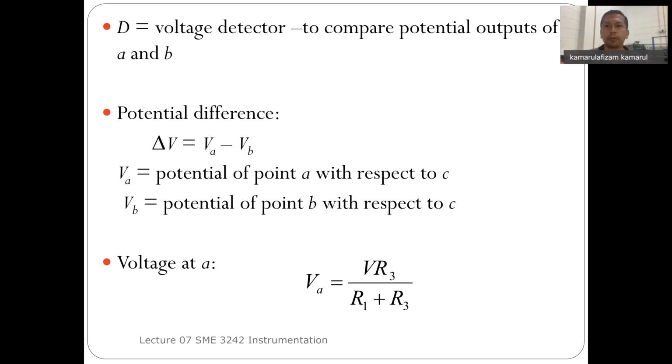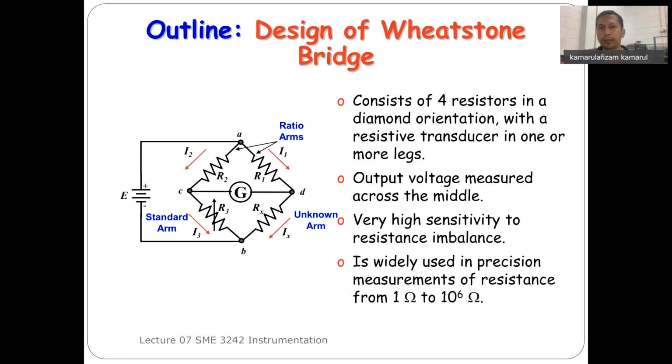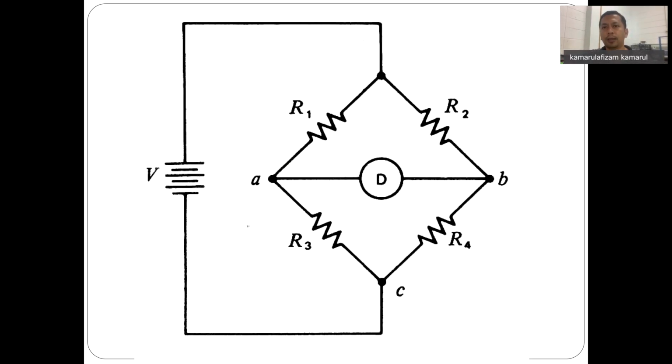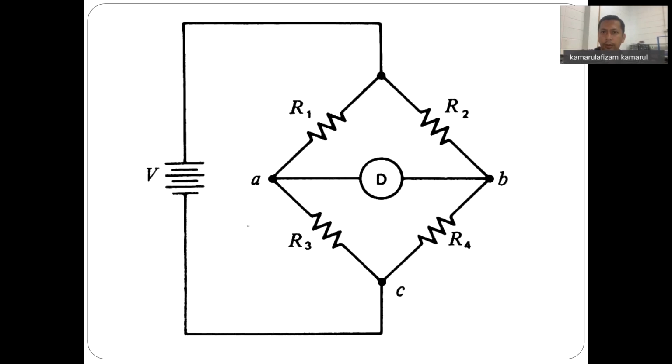So from this diagram, you can see D is basically the voltage potential between point A and point B. It's also referring to the same thing as G here. The galvanometer here is more or less measuring the potential between point C and point D. So G and D are the same thing. Now we are looking at the potential difference between point A and point B, denoted by delta V. VA is the potential at point A with respect to C, and VB is the potential at point B with respect to C.